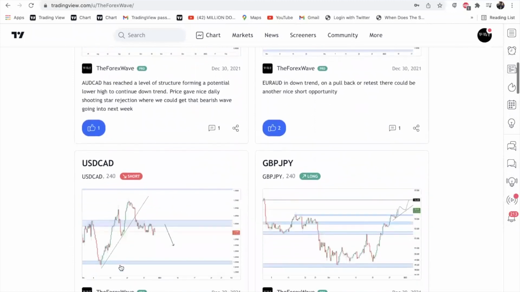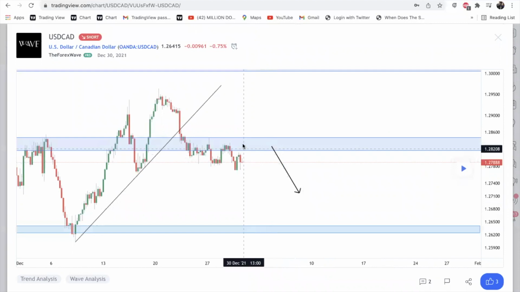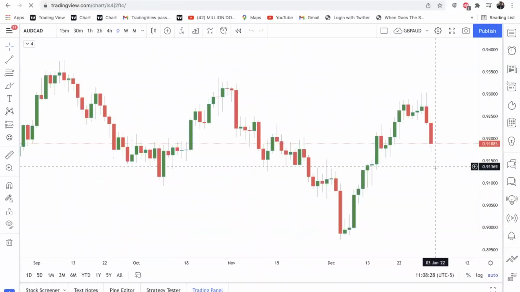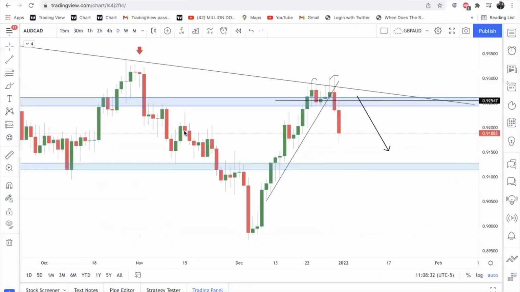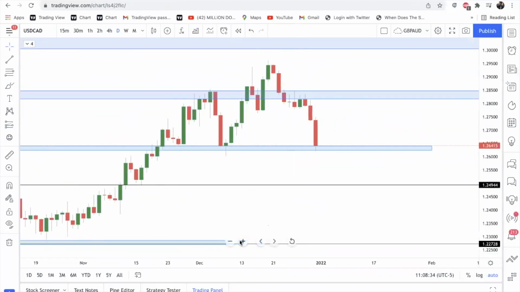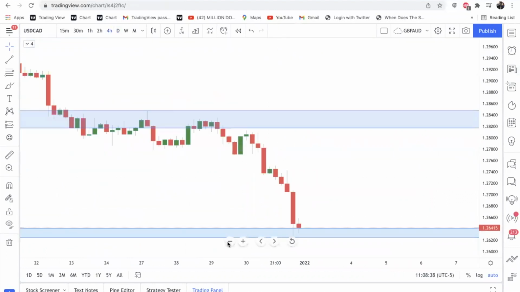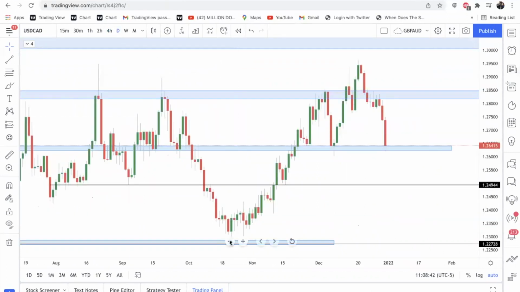USD CAD was right here. I sent USD CAD right here. I was anticipating a continuation. Coming into this week, I didn't expect it to just boom like that on the last day of 2021, but that's exactly what happened. So if we go back to USD CAD real quick, you can see that move has completed. Now, this is as simple as it gets. You can see right here, right?